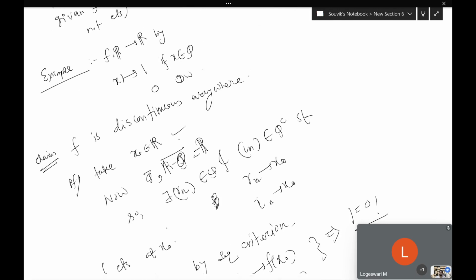As a matter of application, we first see the following example. Suppose the function from R to R is given by x goes to 1 when x is rational, and x goes to 0 when x is irrational.